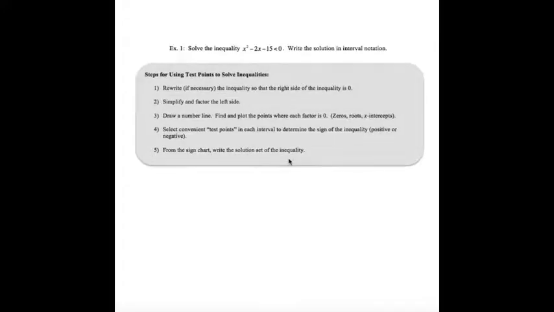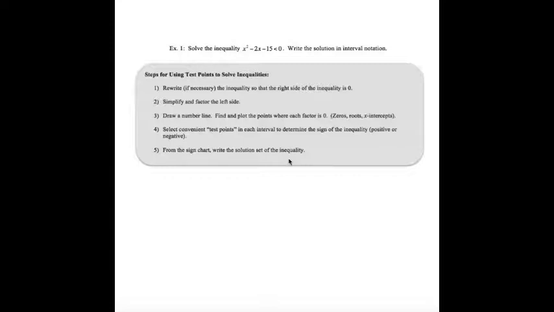Example 1, solve the inequality x squared minus 2x minus 15 is less than 0. Write the solution in interval notation. Okay, and I have the steps here just to remind us. So step 1 says rewrite the inequality so that the right side is 0. And as you can see, we already have 0 on the right-hand side, and all the other terms are on the left-hand side. Step 2 says to simplify and factor the left-hand side.